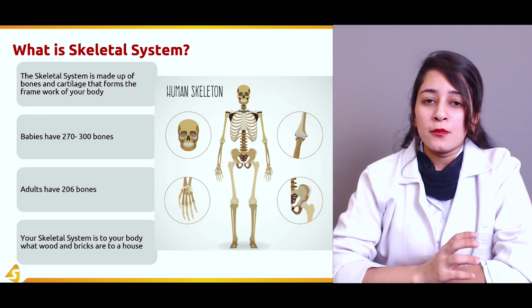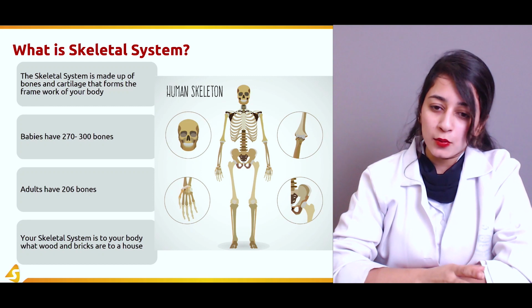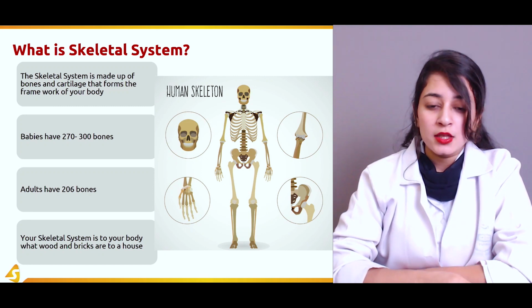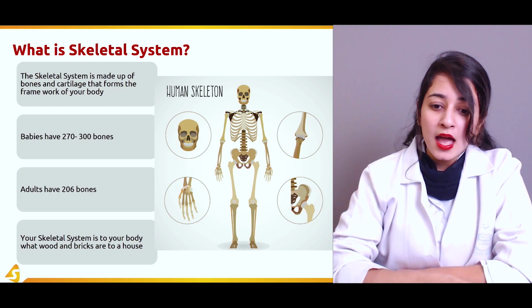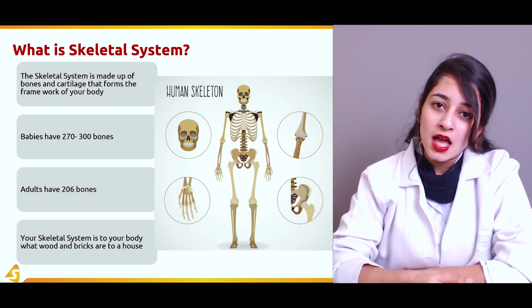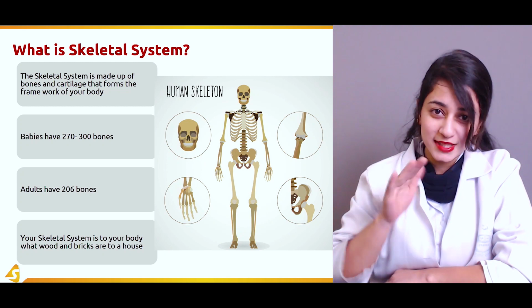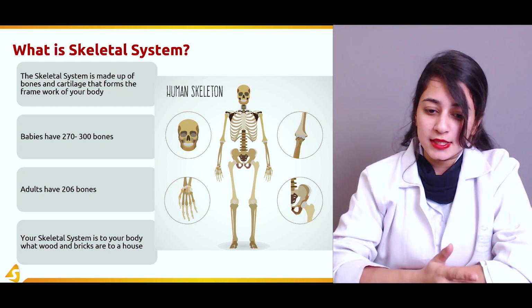Okay, what is the skeletal system? The skeletal system is made up of bones and cartilage that form the framework of your body. So babies have 270 to 300 bones. As they grow up, this number decreases because a few bones get fused together, and so the number goes down. So adults have 206 bones in their body.